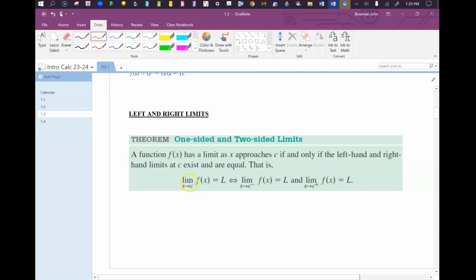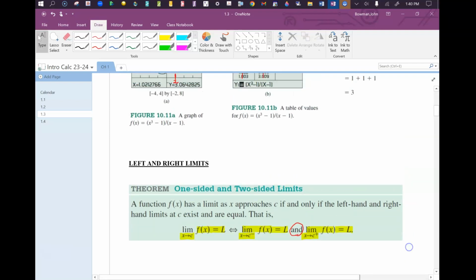We can say that the limit as x approaches c of f of x is equal to L as long as the following two things are true. As long as when we approach c from below, that's what that little negative means there, the limit of f of x is L. And, this is really important, when we approach c from above, that's what that little positive is there, the limit of f of x is also equal to L. So in summary, if the left and right limits are equal, then the limit exists as x approaches c.